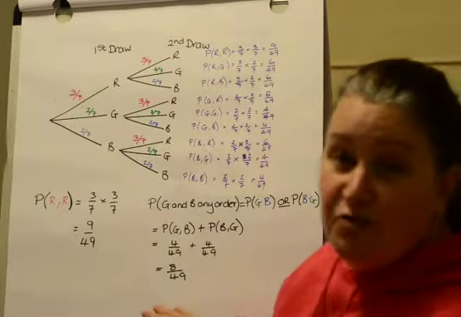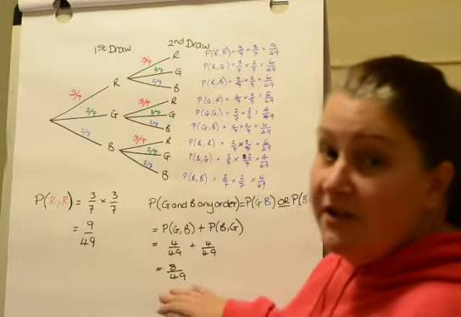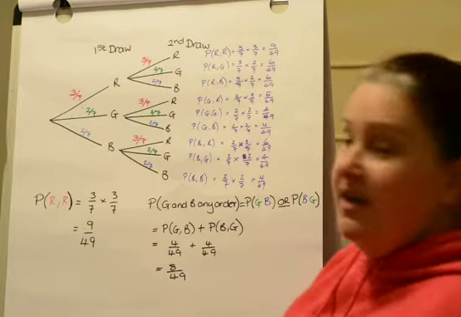Obviously I chose a silly number at the bottom, so it doesn't cancel. But if it did, obviously you would make sure that you did put that in its lowest terms.